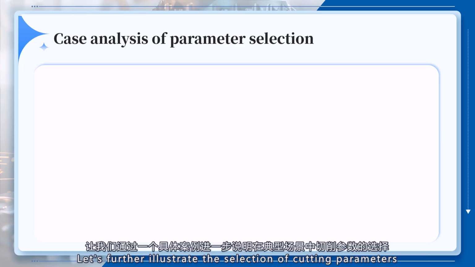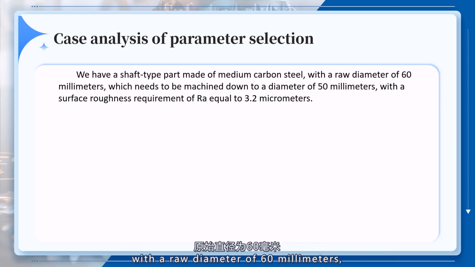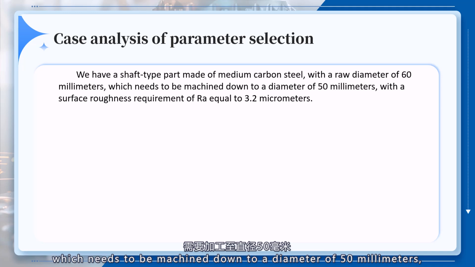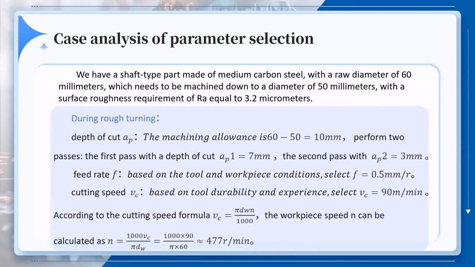Let's further illustrate the selection of cutting parameters in typical scenarios through a specific case. We have a shaft-type part made of medium carbon steel with a raw diameter of 60 mm, which needs to be machined down to a diameter of 50 mm with a surface roughness requirement of Ra equal to 3.2 micrometers. During rough turning, first, determine the depth of cut ap. The machining allowance is 60 minus 50, which equals 10 millimeters. We will perform two passes.